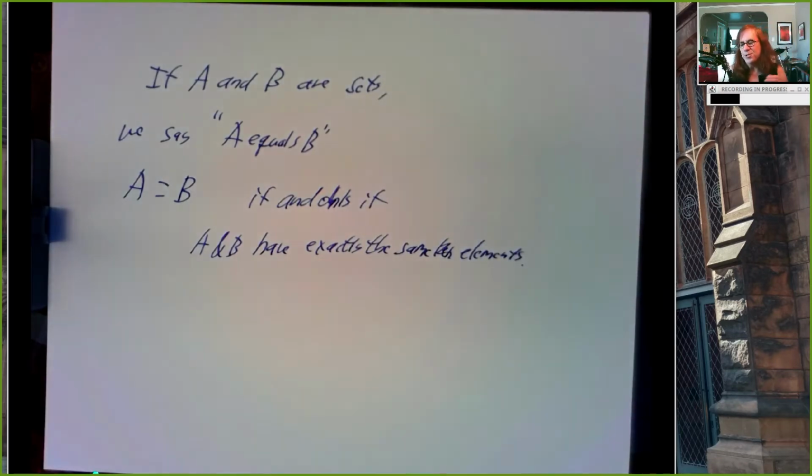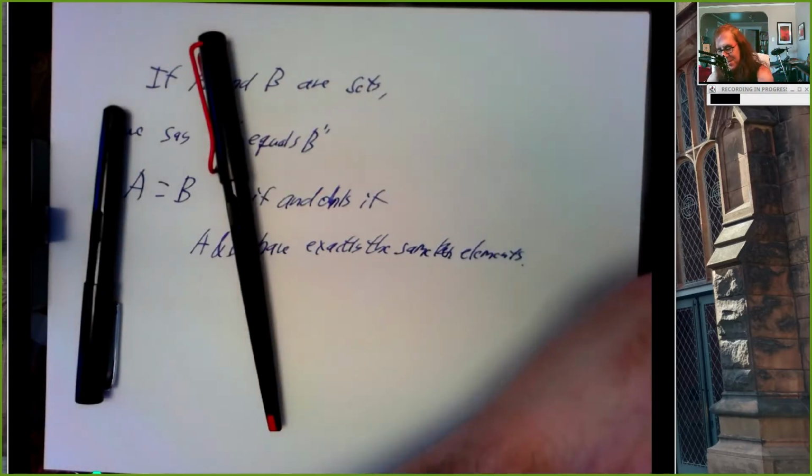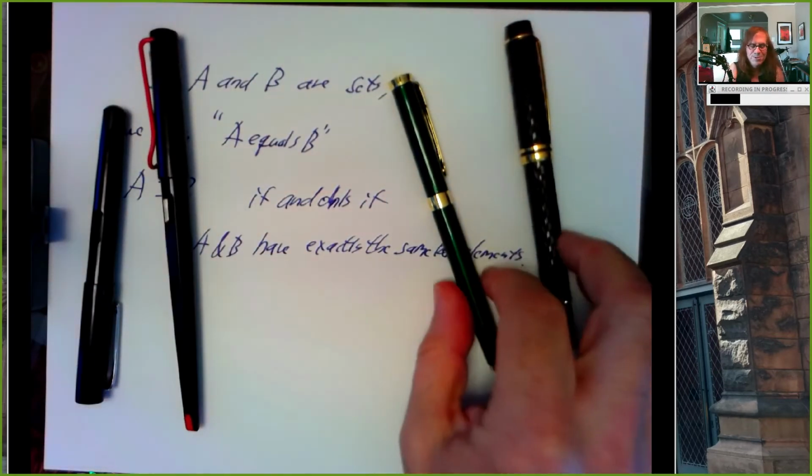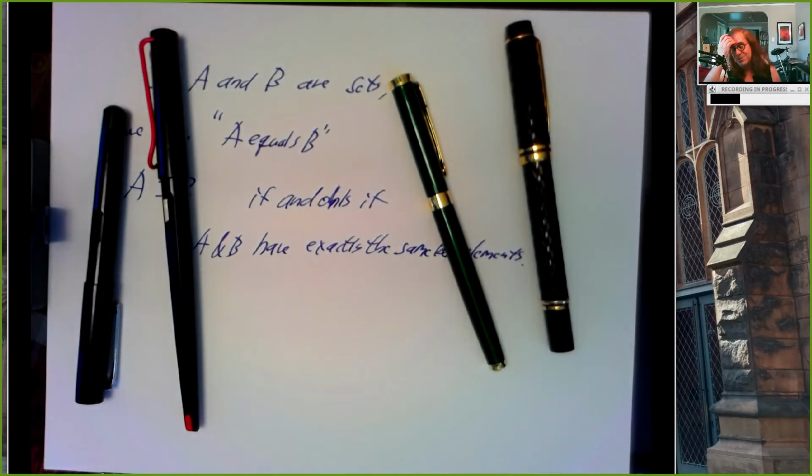So sort of what you would hope for set equality, right? Here's a set with two pens, here's a set with two pens, but they don't have the same members, right? This has a long pen with a red tip, this one does not. They're not the same set.